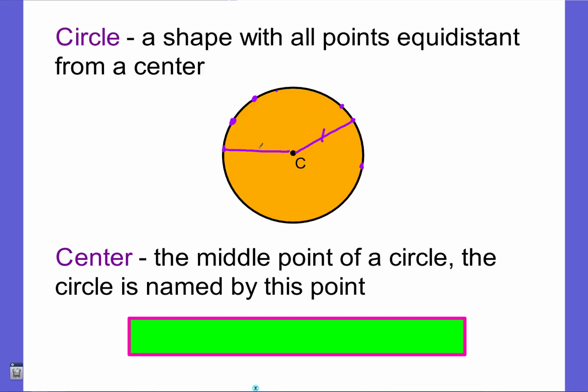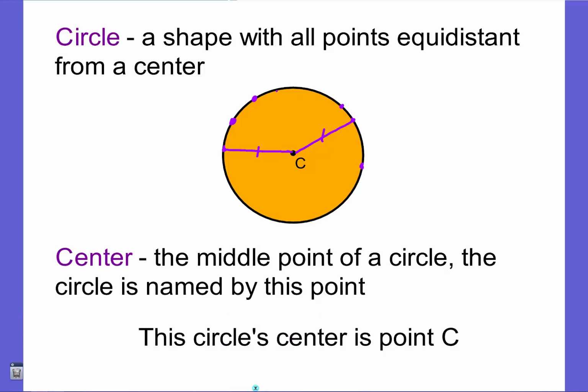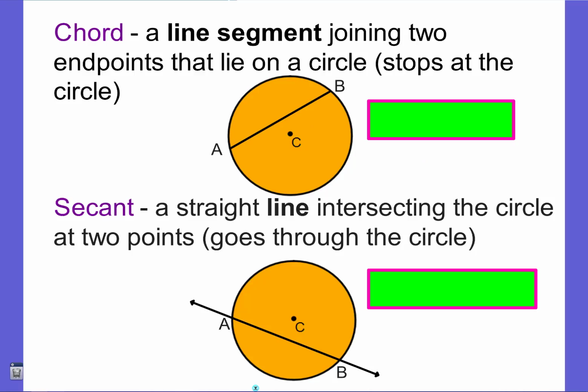So this is congruent with this. All right, we'll give this a name in a minute. The center is the middle point of a circle. The circle is named by this point. The center of this circle is C, and we would refer to this circle as circle C.